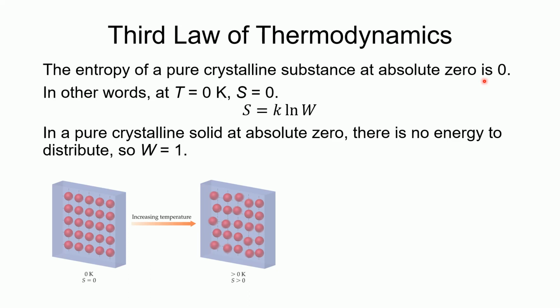Now, it turns out it is quite challenging to get all the way down to absolute 0. We'll find that any substance that has a temperature above absolute 0 will have some entropy. And that's the basis for our next topic, which is talking about standard molar entropy.